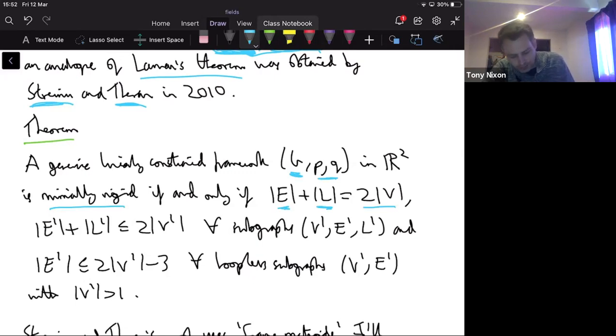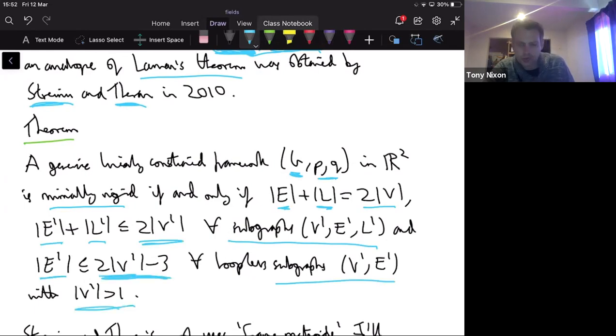For every possible subgraph, it must be true that the number of edges plus the number of loops is at most twice the number of vertices. But also, if you have no loops, you can't violate the Laman condition itself. So if you have no loops at all in a subgraph, then you must have the number of edges being at most twice the number of vertices minus 3, as long as you have at least two vertices.